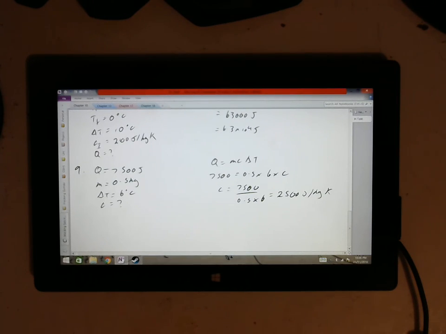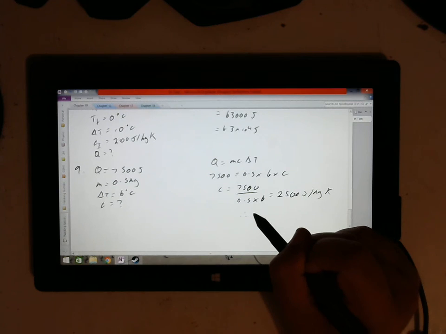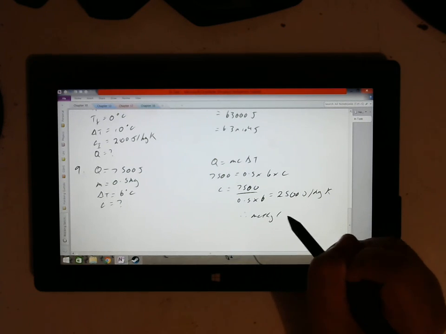So we've got a value. It's coming from the textbook. Let's check the textbook. And we see that 2500 correlates perfectly with methylated spirits. Therefore, methylated spirits.